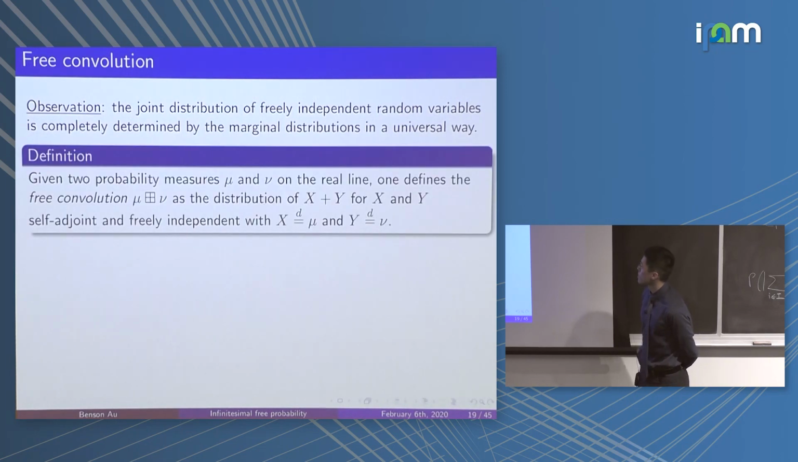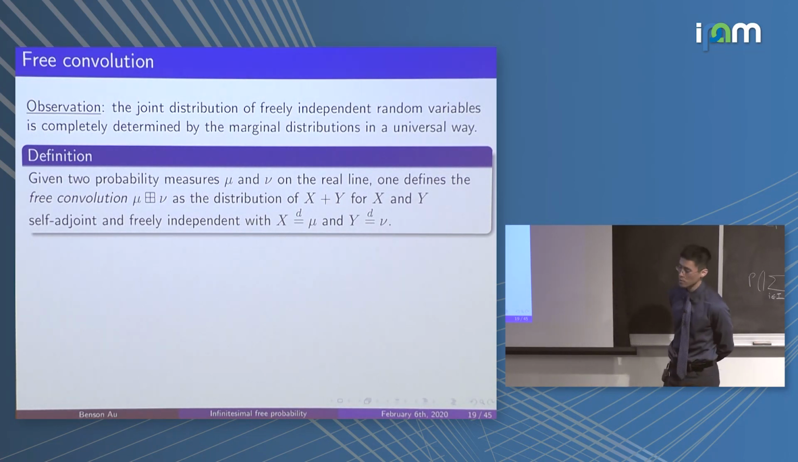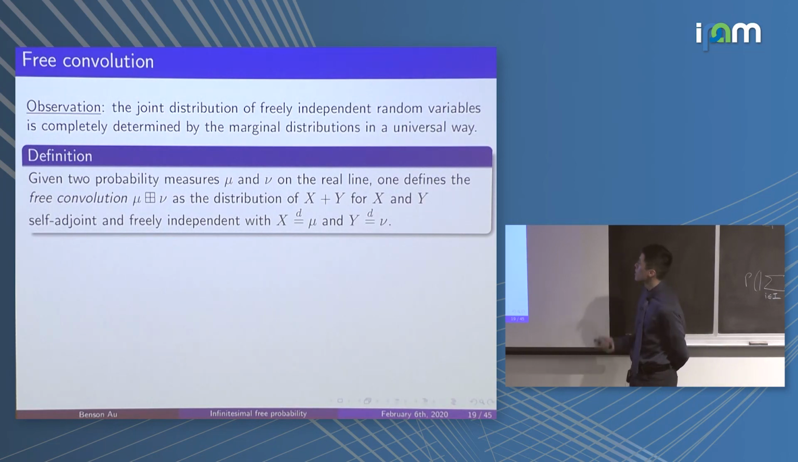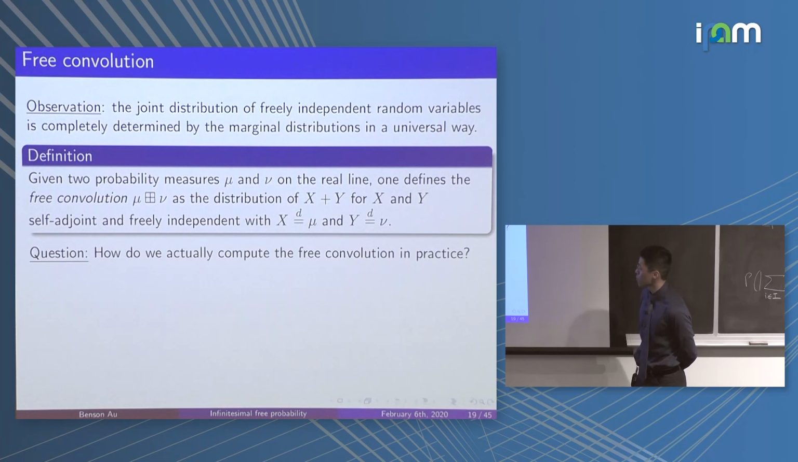The question is then, well, if I have this definition, how can I actually compute such a thing? So given two probability measures on the real line, I can define their free convolution exactly as I described. You let x have distribution mu, you let y have distribution nu, you assume that they're freely independent. The free convolution is defined as the distribution of the sum, that random variable that has the sum. How do you actually compute this thing in practice?